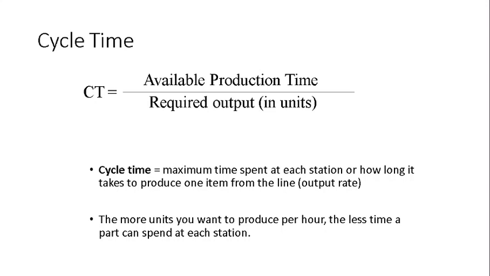So if we want to define the cycle time in a formal way, we would use this formula. The cycle time is defined as the available production time divided by the required output in units. And as we said, it indicates the time it takes to produce one unit from the line, and defines the output rate. So the more units we want to produce, the less time we need as a cycle time, the less time our product has to spend at its workstation. And this is the cycle time.